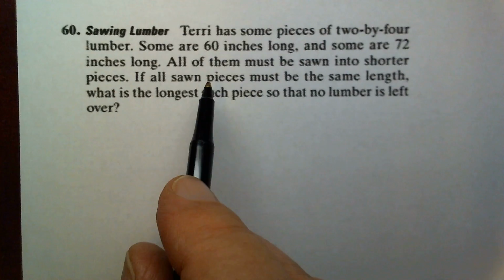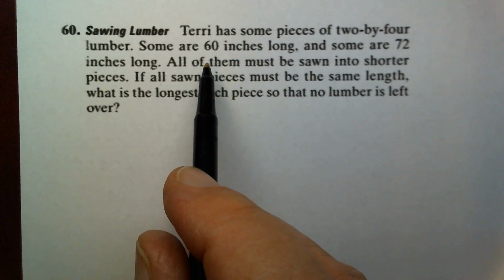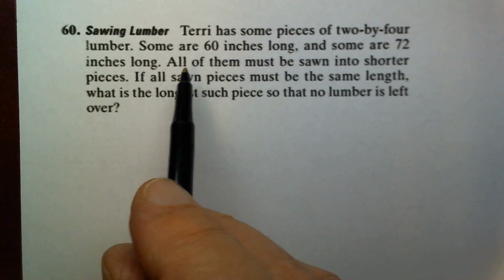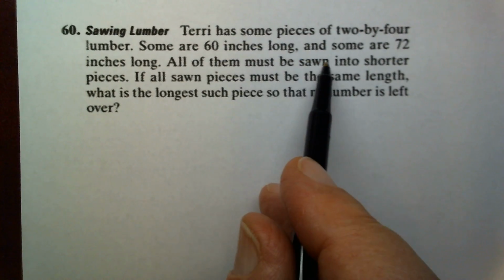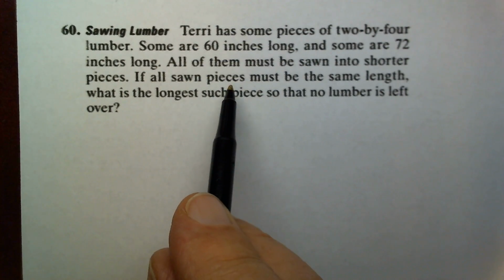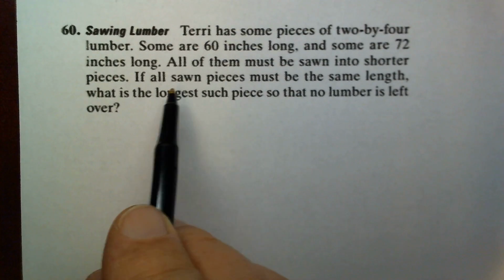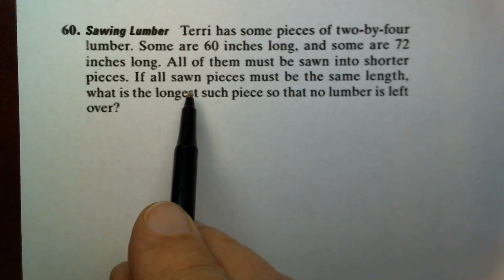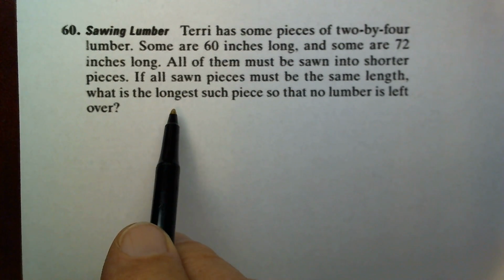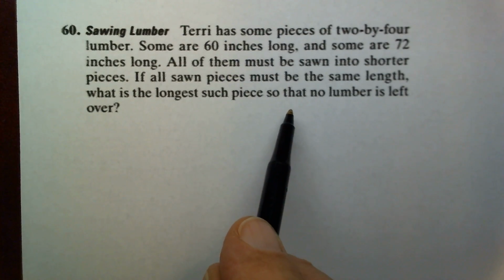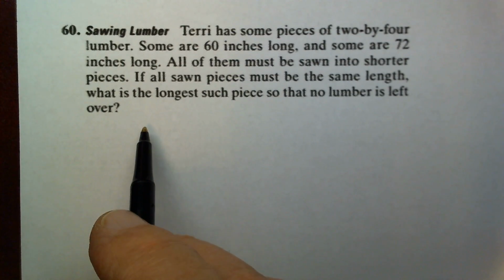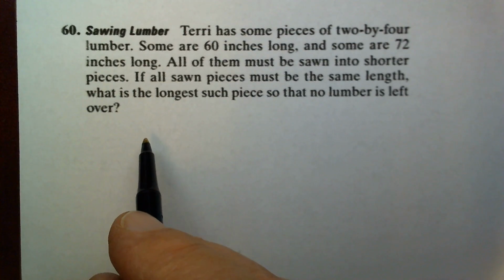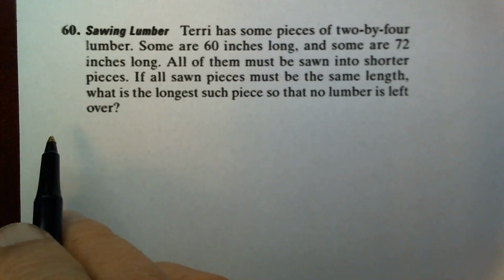In number 60, about sawing lumber, Terry has some pieces of 2x4 lumber. Some are 60 inches long and some are 72 inches long. All of them must be sawn into shorter pieces. If all sawn pieces must be the same length, what is the longest such piece so that no lumber is left over? So we are finding the greatest common factor of 60 and 72.